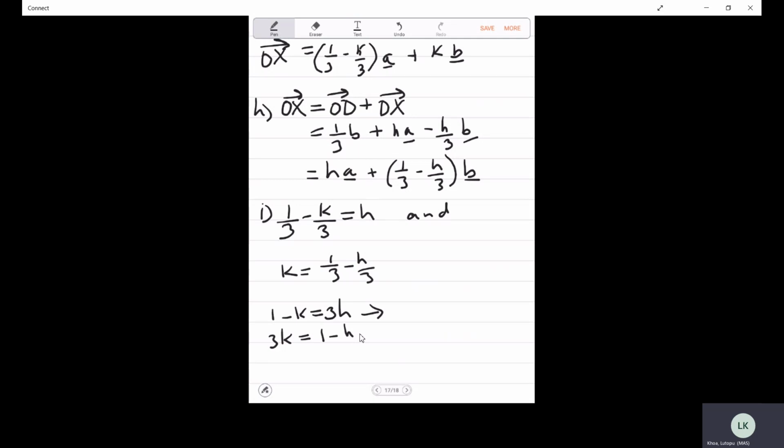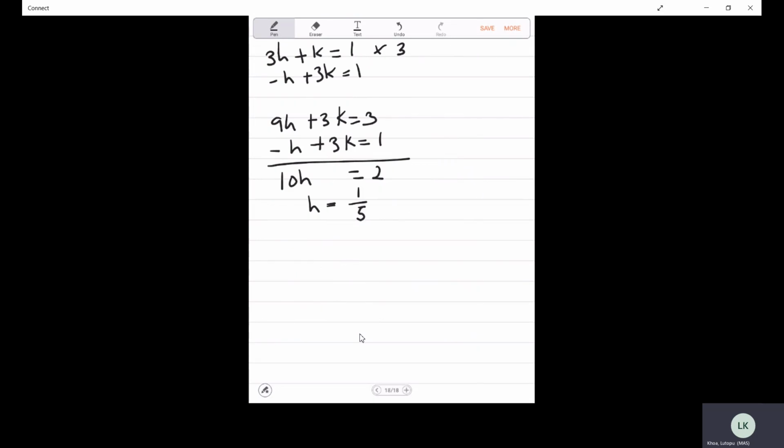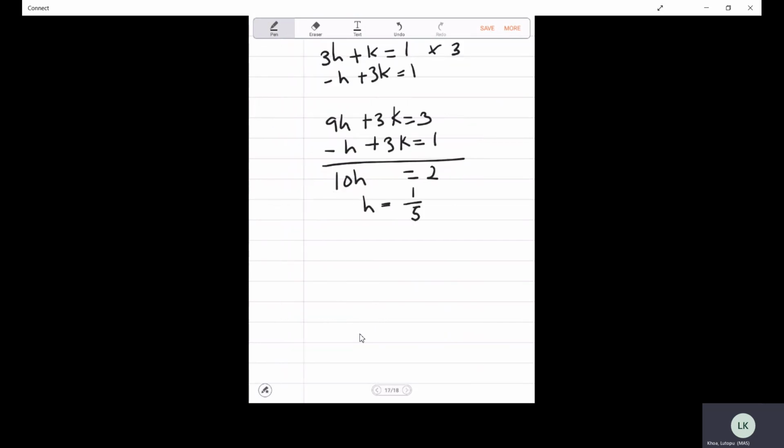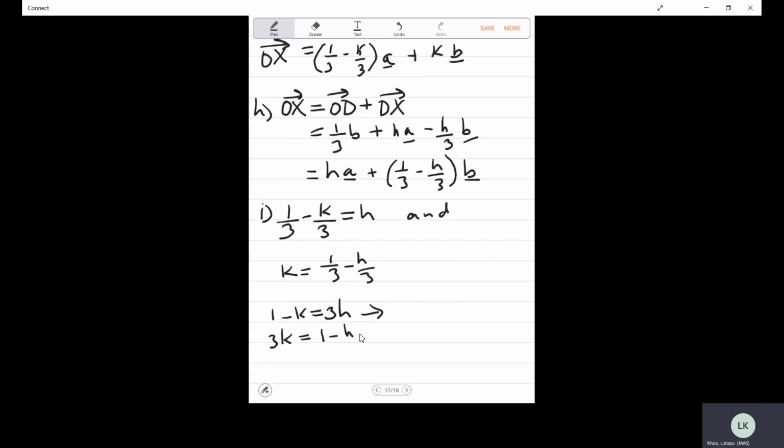Then, what did I say? 3h plus k is equal to 1. Yes. And then 3k plus h. Okay, I think that's where the mistake came in. So from here, what I should have is 3h plus k is equal to 1, and h plus 3k is equal to 1. Okay, that is my mistake.